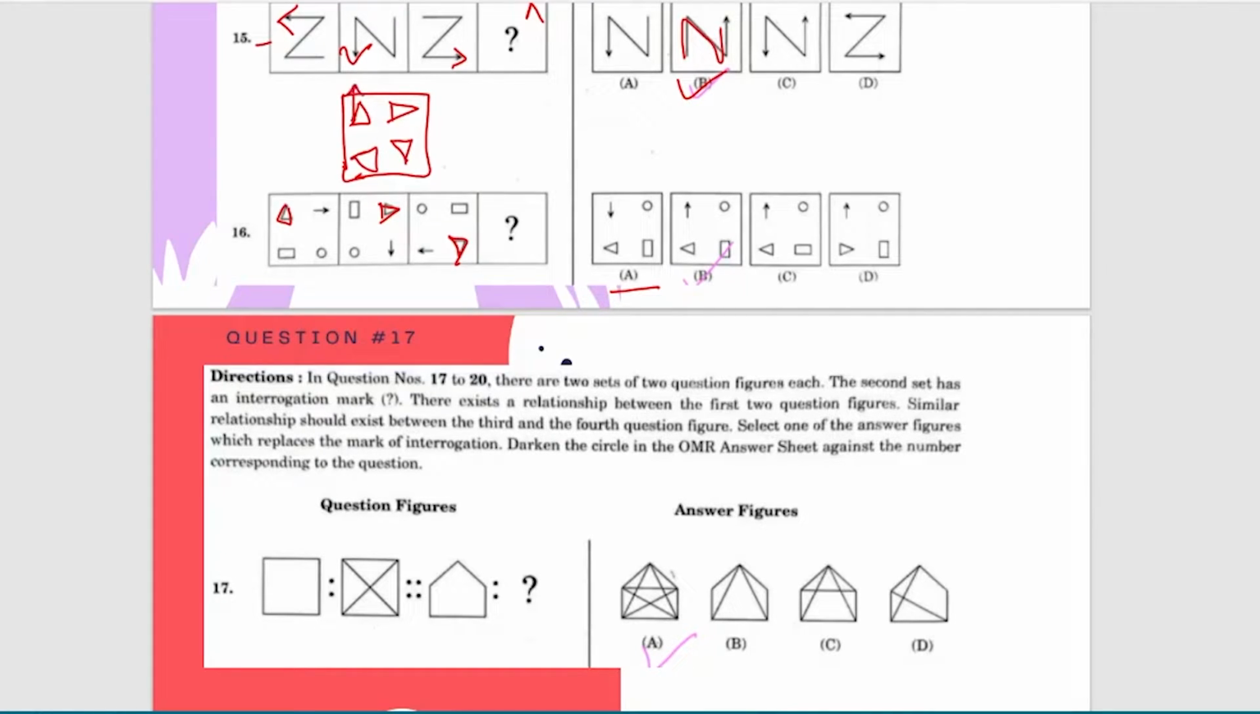First it points in this direction. Then it points in this direction. Then it points downwards. So now it should point leftwards. So the triangle should point leftwards. So we can see that in B and in C the triangle points leftwards.